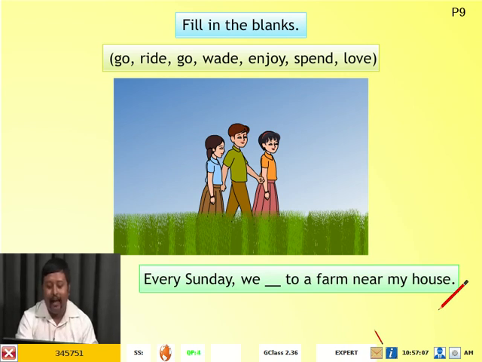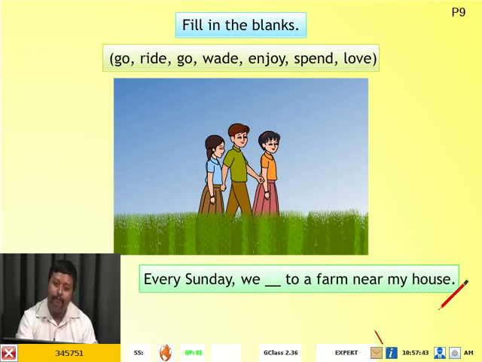Every Sunday, we dash to a farm near my house. Every Sunday, we dash to a farm near my house. Note that it says every Sunday, meaning they go every Sunday. So this is a habitual action, you know. So when the thing is habitual, then also we use present tense.